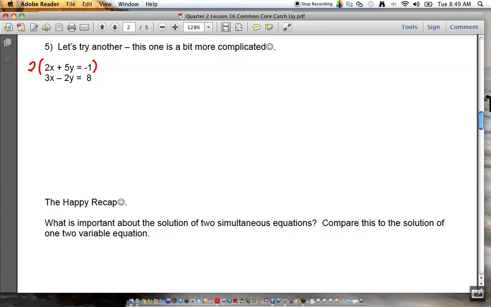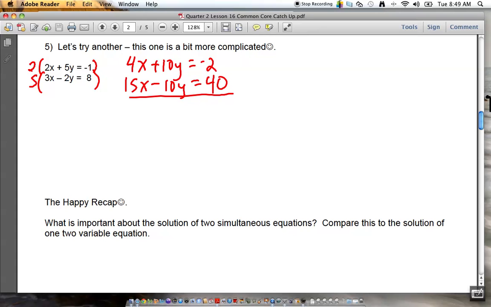I can multiply the top one by 2. And that gives me 4x plus 10y equals negative 2. Which would be the same exact solutions because all I did was multiply both sides by 2. So if x is 5 and I multiply both sides by 2, 2x is 10. No problem. Now, what could I multiply the bottom one by that would give me negative 10y? Everybody? 5. So now I get 15x minus 10y equals 40.